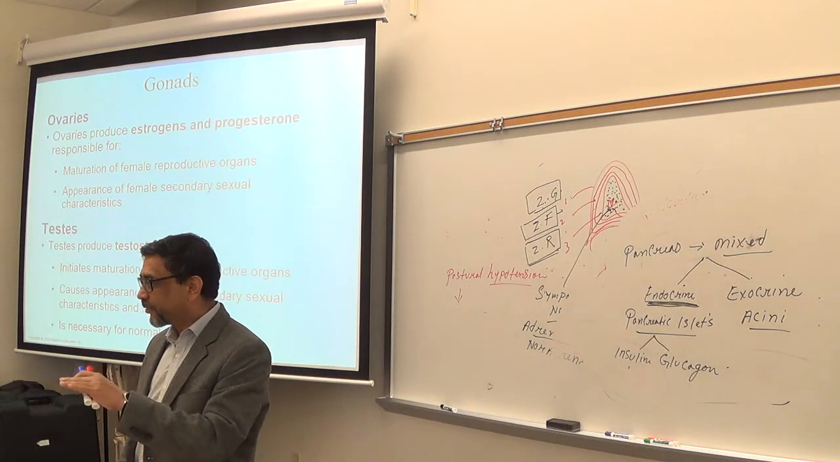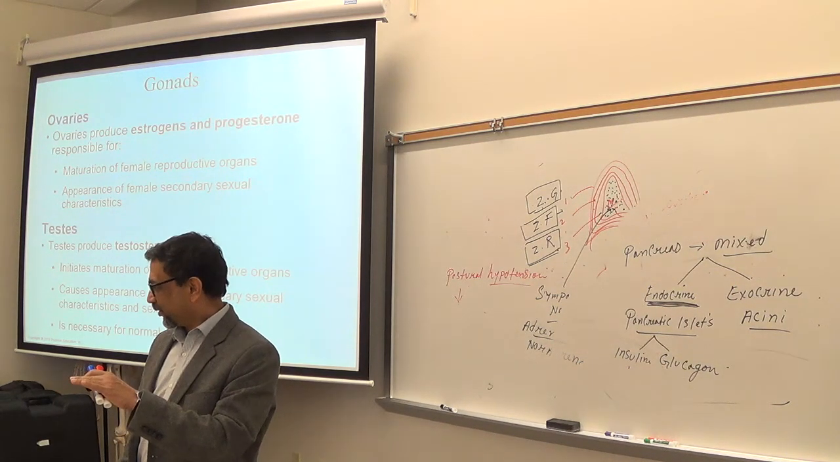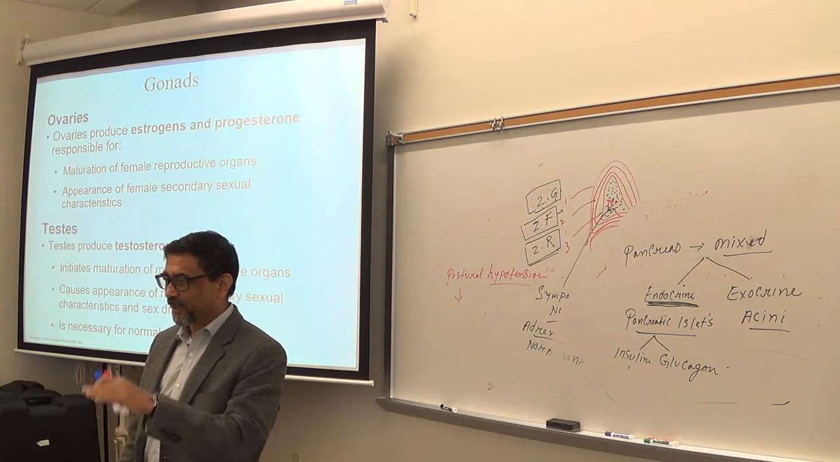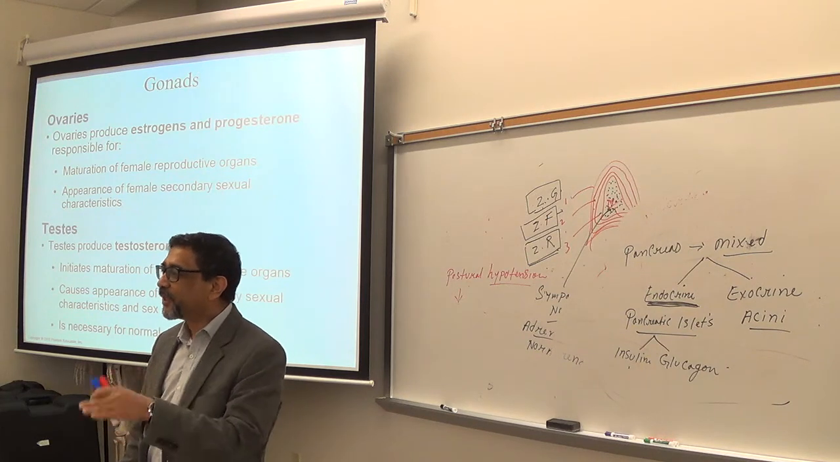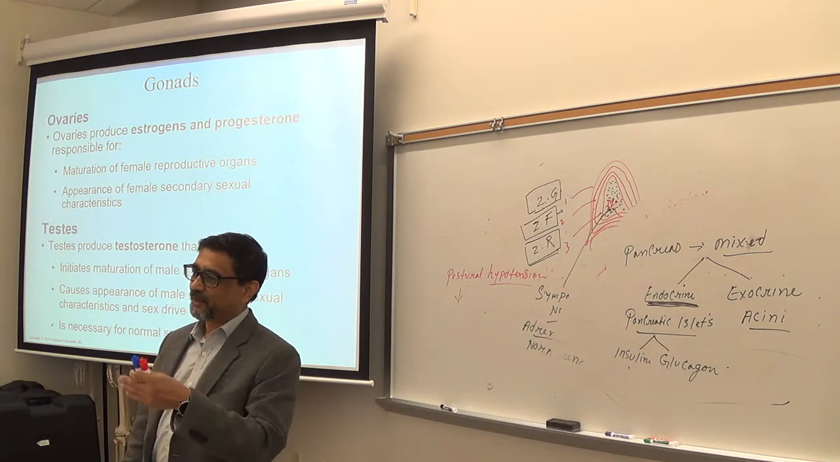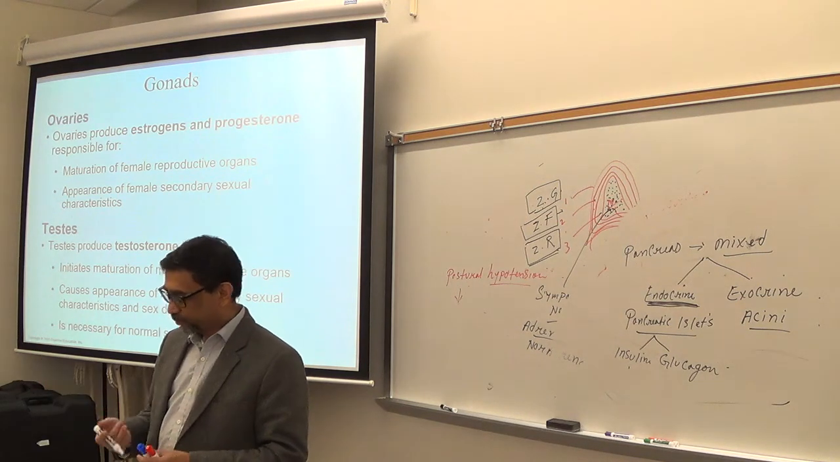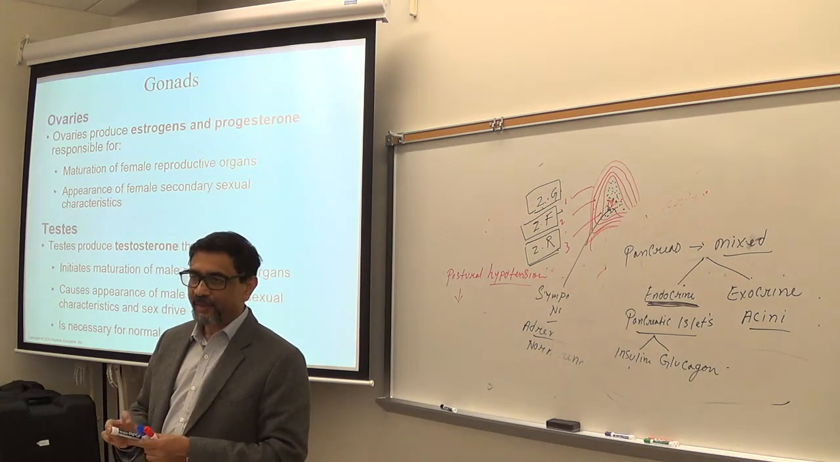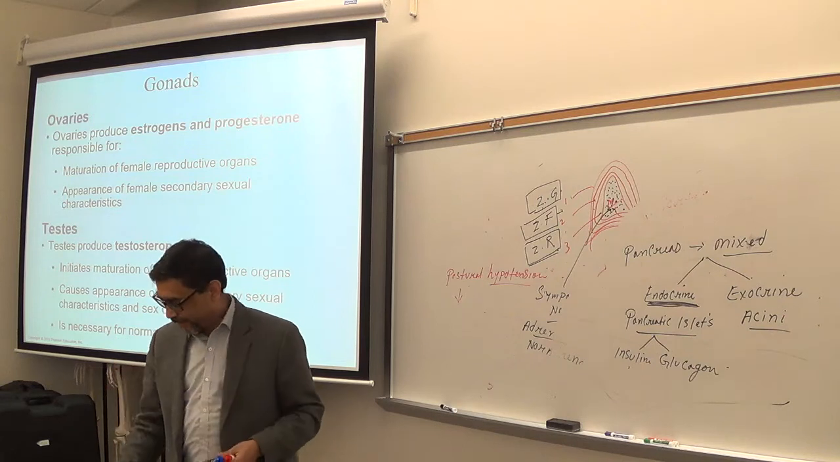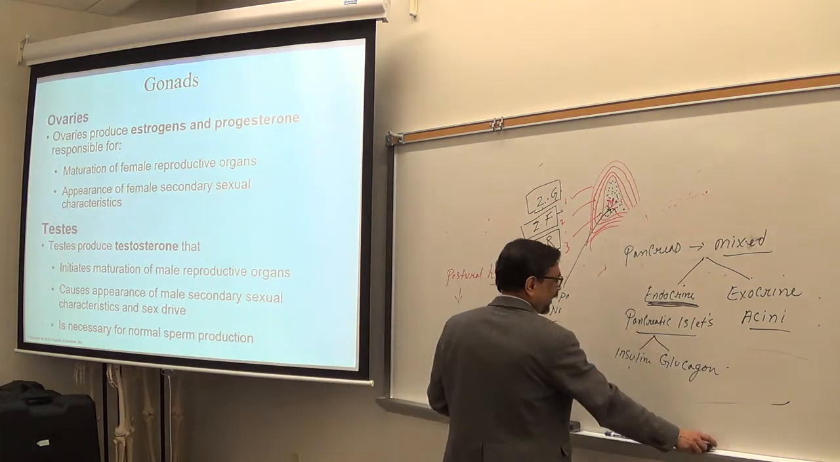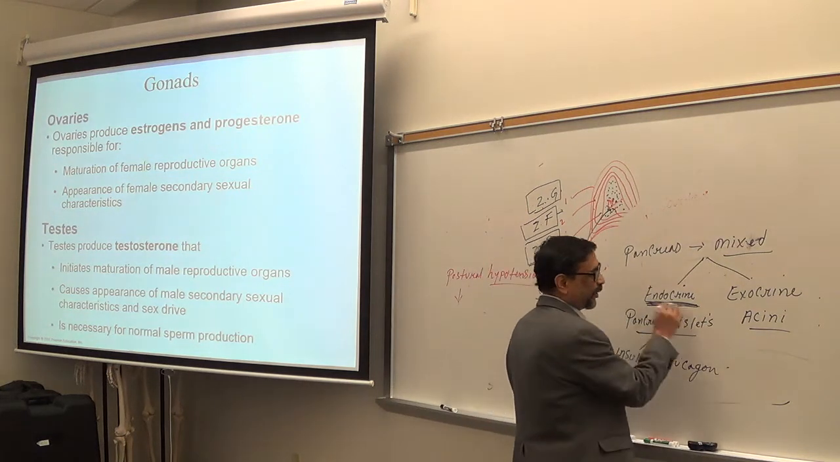Now, if you are starving, should insulin be secreted? That will cause a problem, right, if the sugar goes down further. So, who should be released? Glucagon, to increase the blood sugar. It will break down your glycogen and other sources of sugar. Okay, so that's the endocrine part of the pancreas.